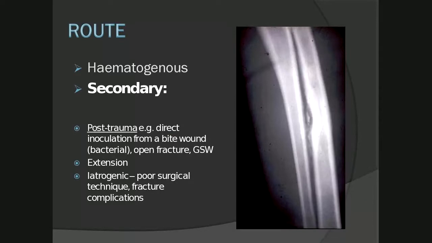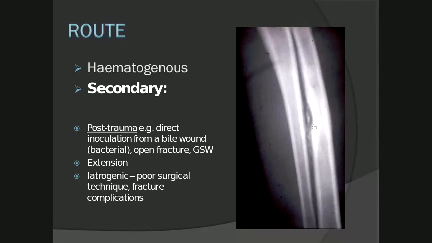Secondary osteomyelitis is much more common, especially after trauma, such as bite wounds or gunshot wounds or open fractures. The image on the right shows an example of osteomyelitis post-trauma, and this was a result of a bite wound, and one can see the severe soft tissue swelling present. We'll come back to this image a little bit later when we discuss osteomyelitis on radiographs in more detail.